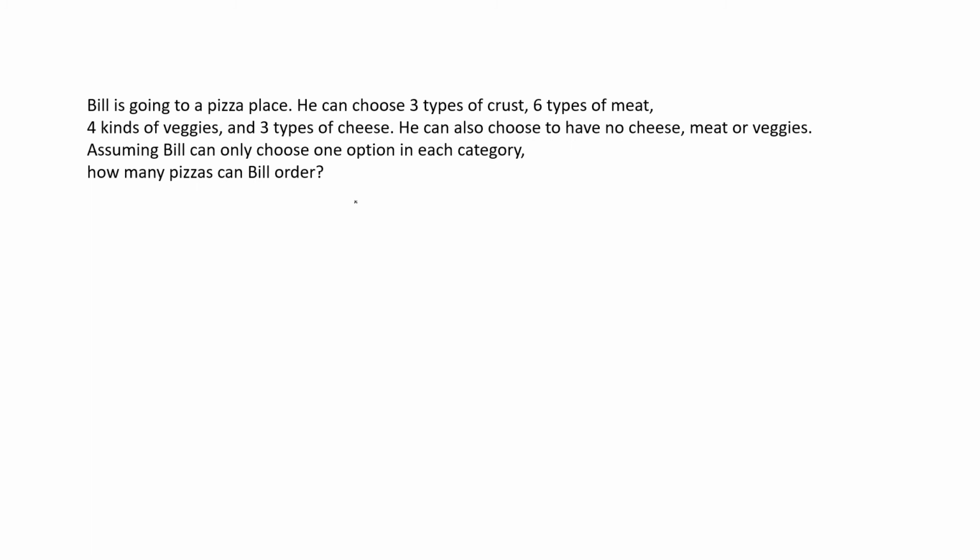How many different pizzas? So, we are choosing crust, meat, veggies, and cheese. So that's 4 spots to fill. And we can have 3 types of crust, 6 meat, 4 veggies, and 3 cheeses. However, you can also choose to omit any of those. And all that means is that we add 1 option to each of these spots to fill. So for the meat, he actually has 7 options because one of them is none. For veggies, same thing. And for cheese, same thing. And then we'll multiply this out.